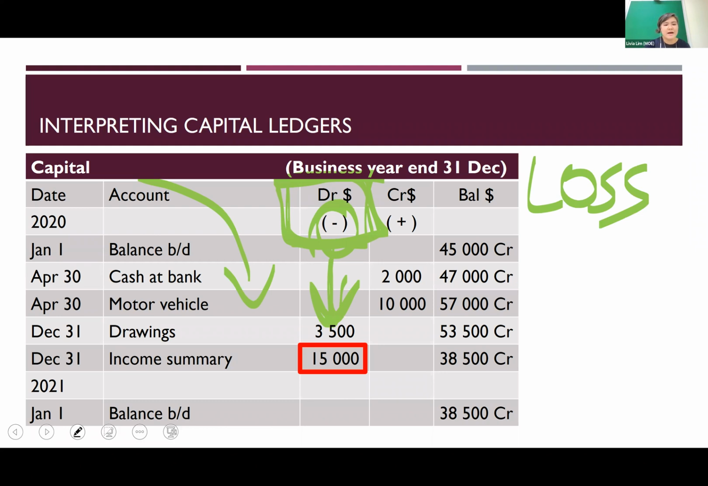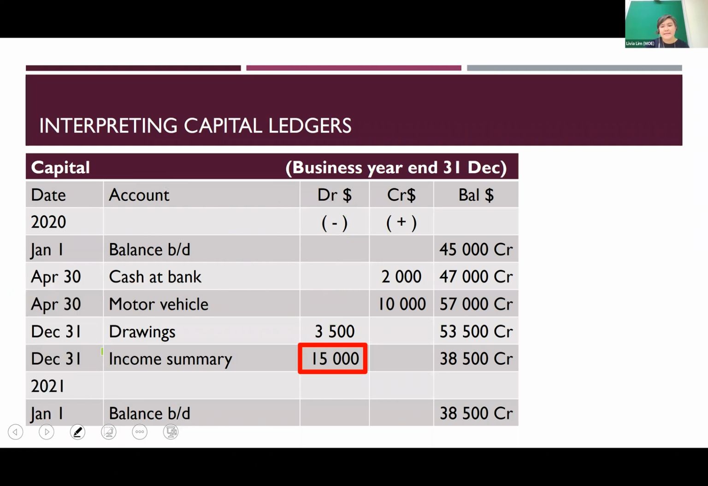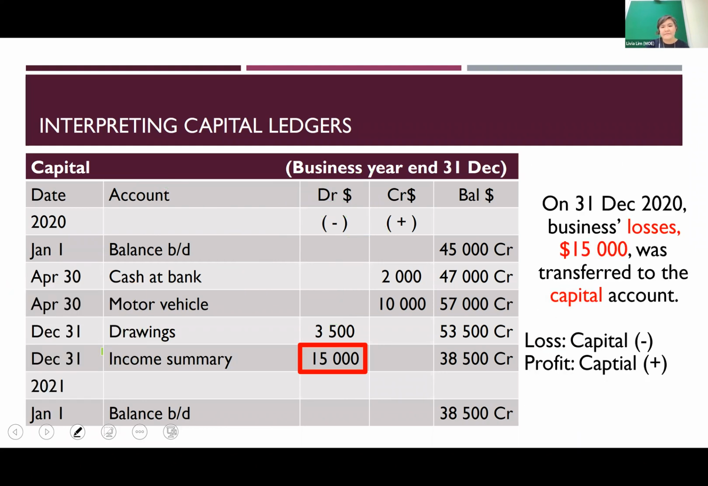All right, so how do we describe this? We can say something like this. On 31st of December, that being the date, the business losses was transferred to the capital account. And that's telling me what has happened. But it's not enough to just tell me like that. You need to also say the amount. The amount is 15,000. So the business losses, $15,000, was transferred to the capital account.